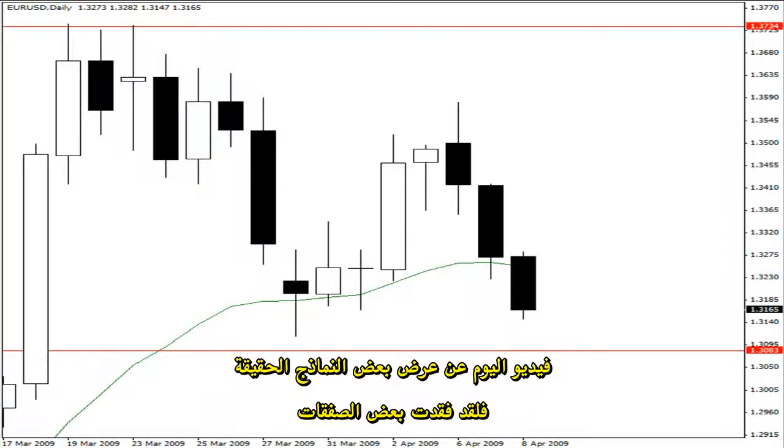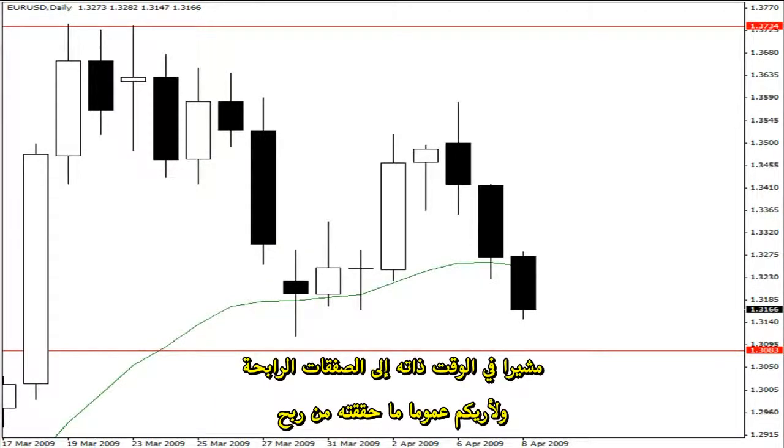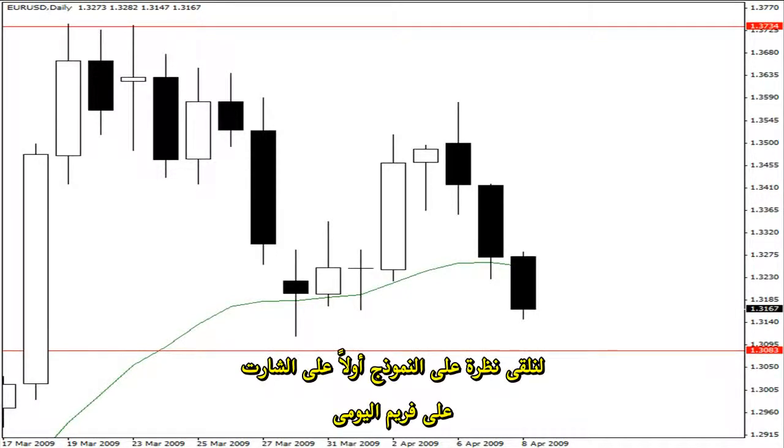So today's video is about showing you a couple of setups and also keeping it real, pointing out that I do lose trades, I am human, pointing out the winning trades and showing you overall what I grossed in profit. So let's have a look at the setup which formed first on this chart.